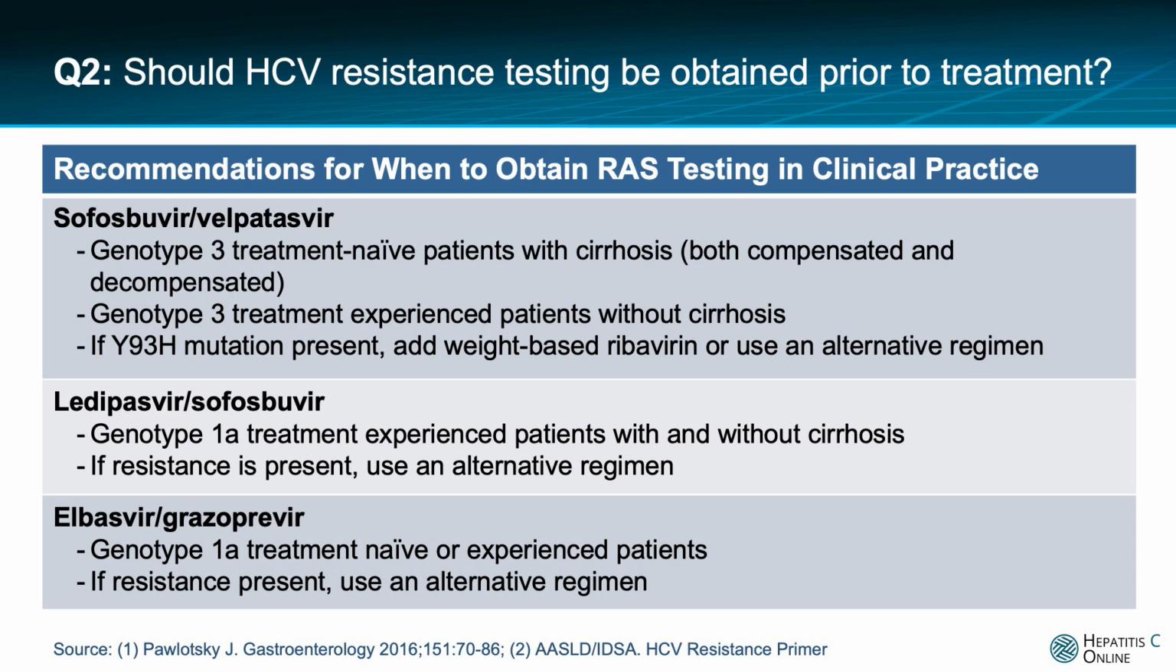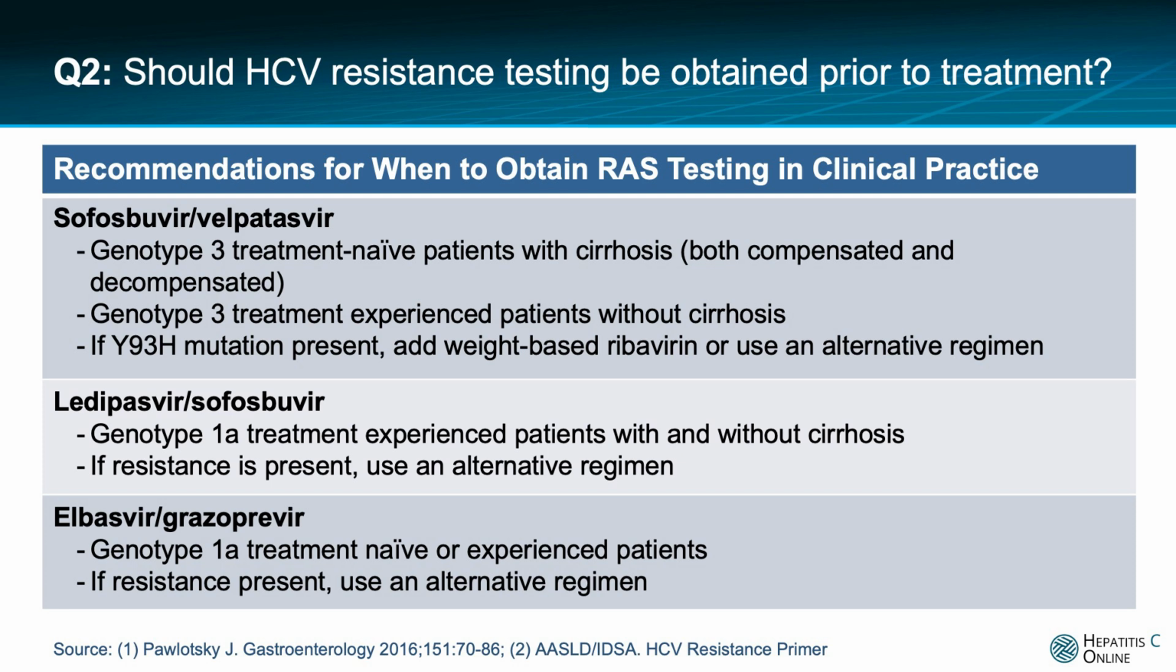In the Phase 3 ASTRA-3 trial, which evaluated the efficacy of sofosbuvir/velpatasvir for 12 weeks versus sofosbuvir/ribavirin for 24 weeks in patients with genotype 3, the presence of a Y93H mutation decreased SVR rates from 97 to 84% amongst those who received sofosbuvir/velpatasvir.